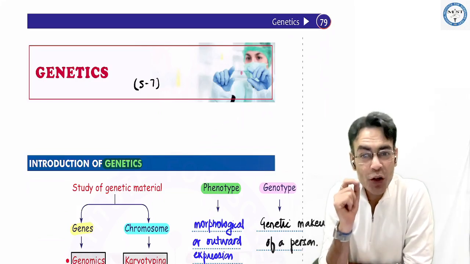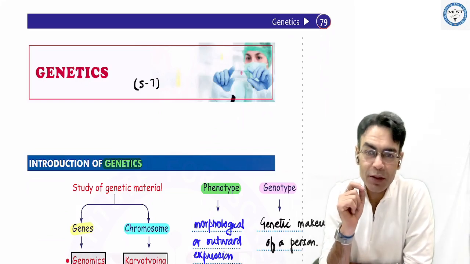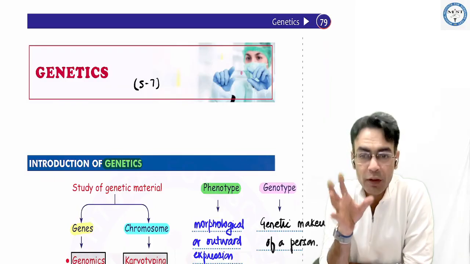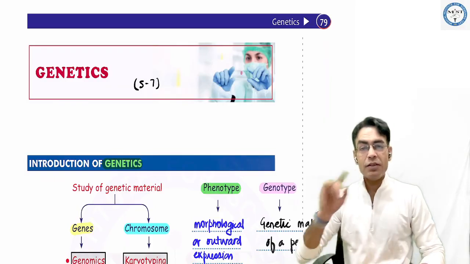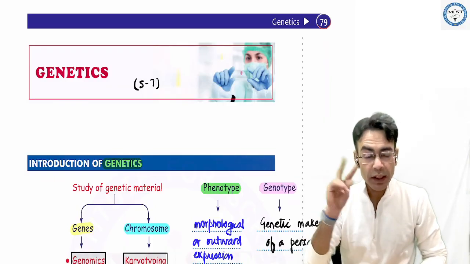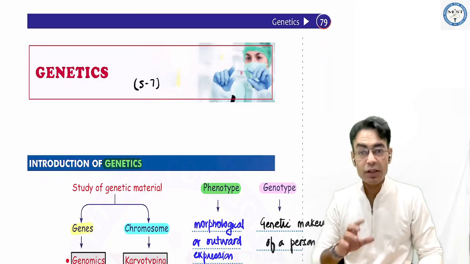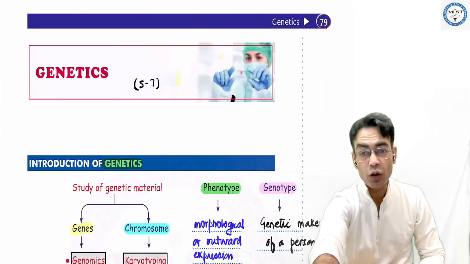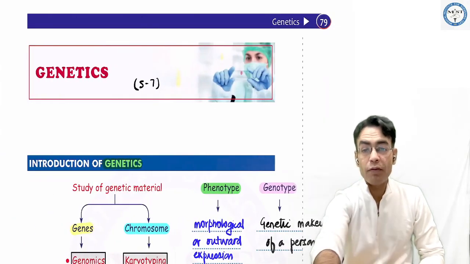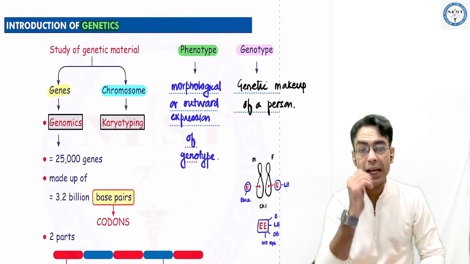Let's talk about the most important chapter in general pathology, that is genetics. It will give you 5 to 7 questions in the main exam. Genetics is the study of genetic material. Two things in our genetic material, genes and chromosomes. The study of genes is called genomics, and the study of chromosomes is called karyotyping.